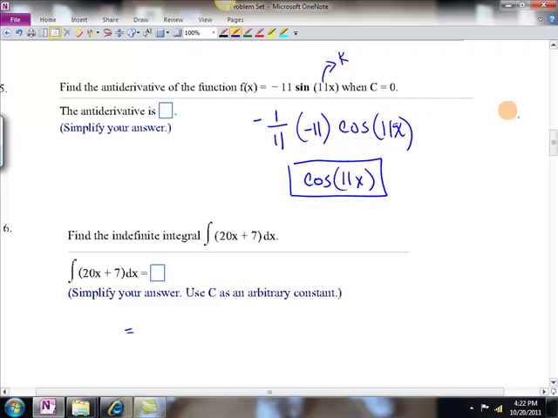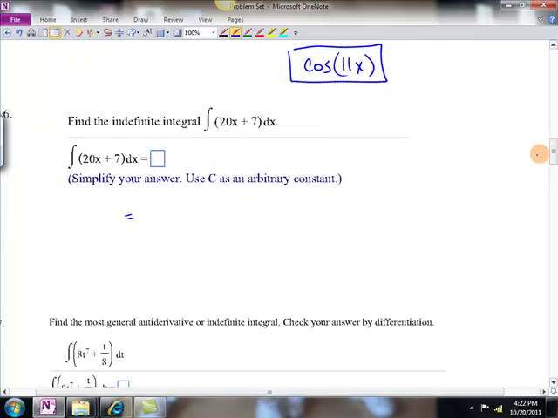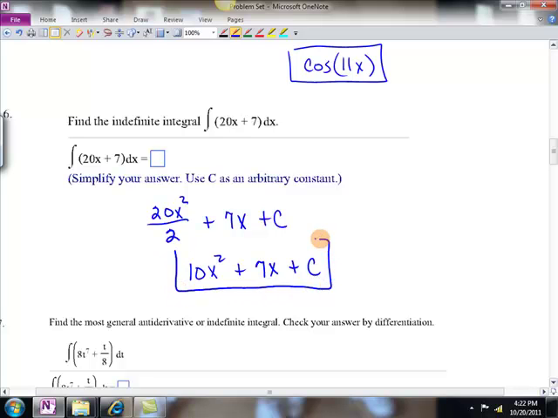And c was 0. All right, now the integral of 20x plus 7 dx. So this piece is 20x squared over 2 plus 7x plus c. That becomes 10x squared plus 7x plus c. Okay?